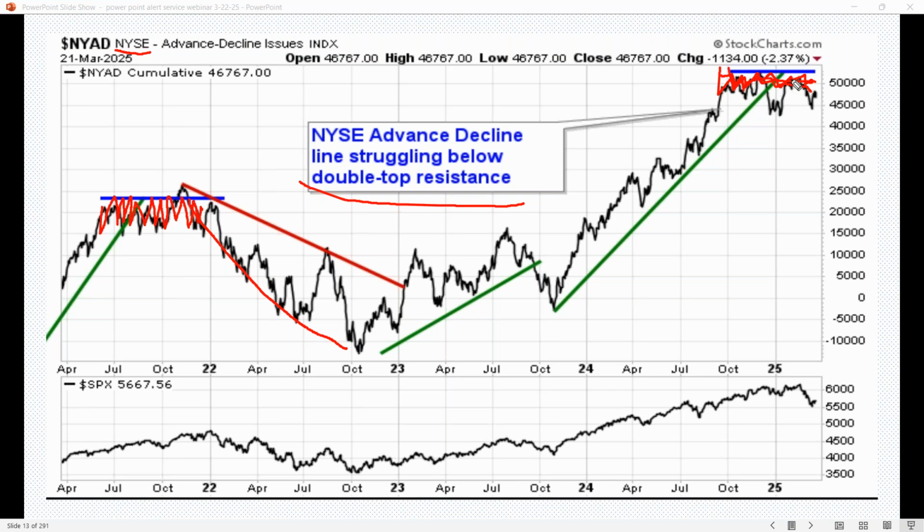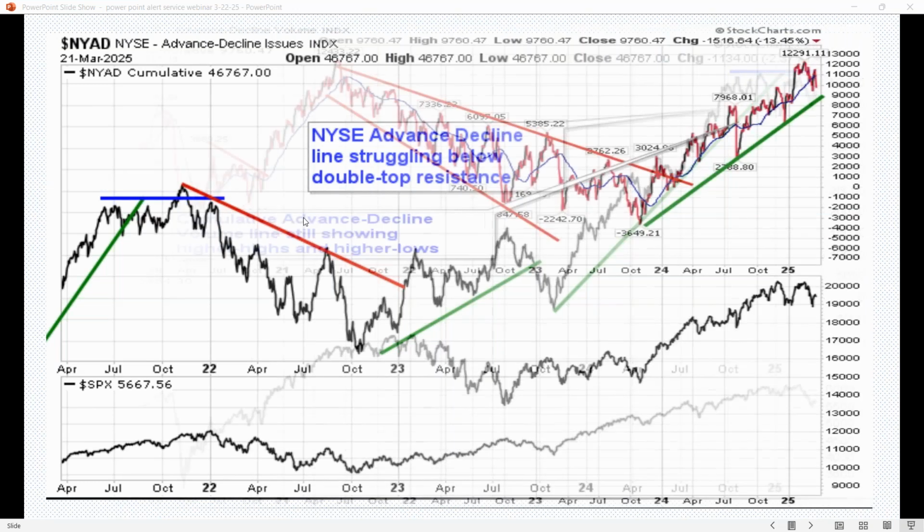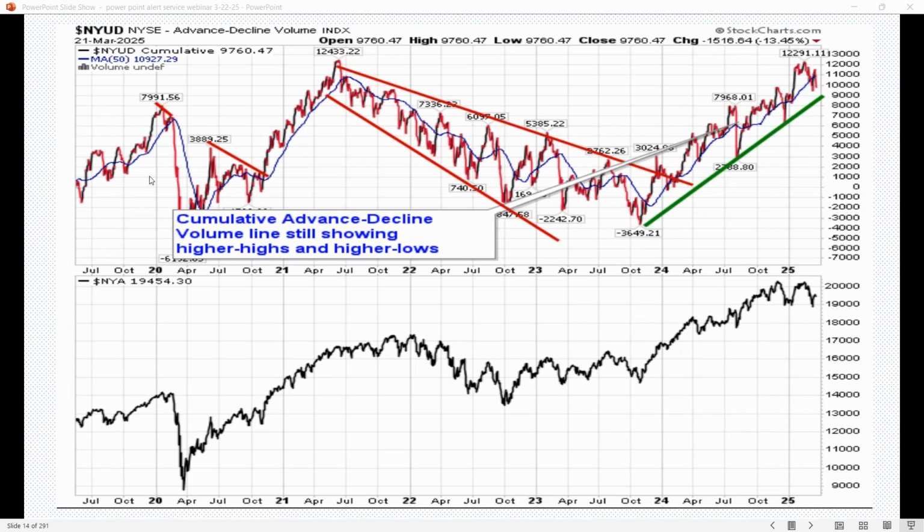Okay, so advanced decline, we're starting to dry up as far as momentum to the market. That's one thing to be aware of, a caution flag right there. But the other part of this is the advanced decline volume, which is not yet starting to really shift down. So we're still a little bit positive here. This is again based on the New York Stock Exchange advanced decline volume. Here you can see it's a cumulative advanced decline volume line still showing higher highs and higher lows.